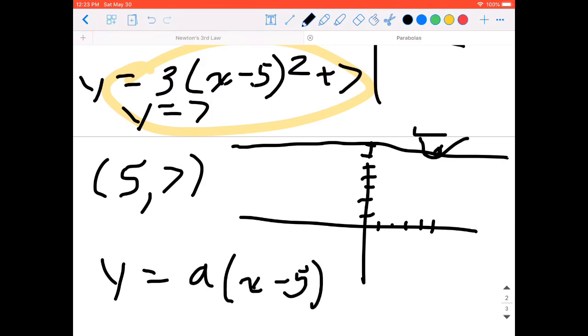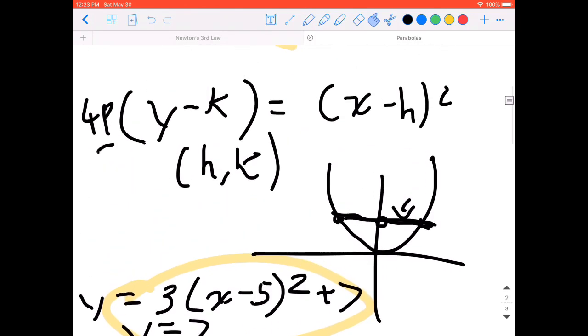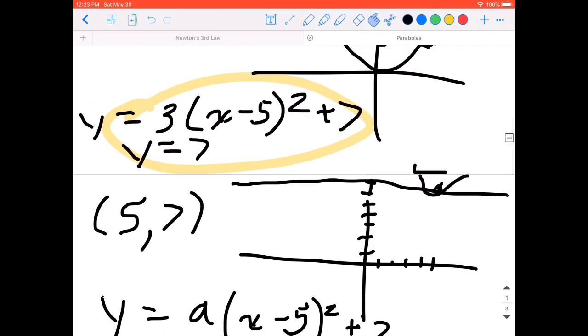y equals a times (x minus 5) squared plus 7. And how do we know that? Well, because the vertex doesn't change. So the new form of the parabola would still be of the form (x minus 5) squared plus 7. So all we need to find is a. And how we do that is to just find a point on the normal parabola and then reflect it over the line y equals 7.